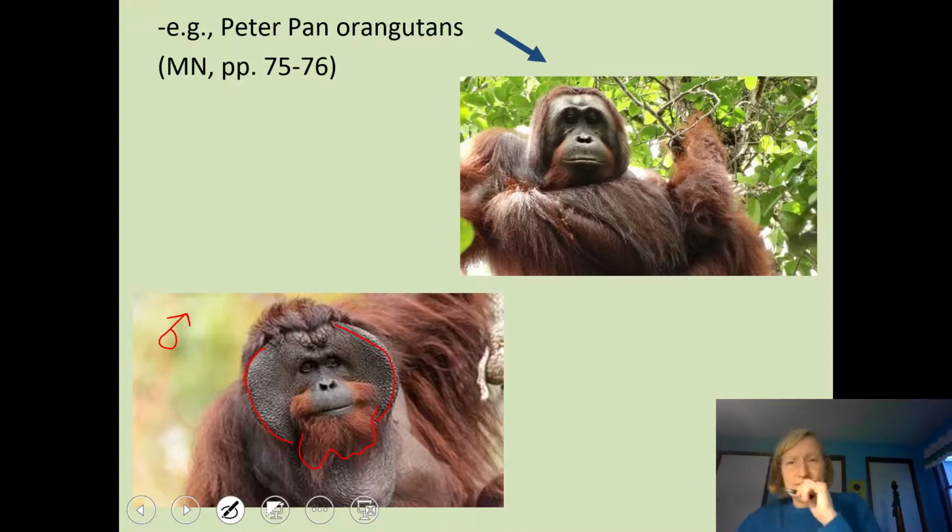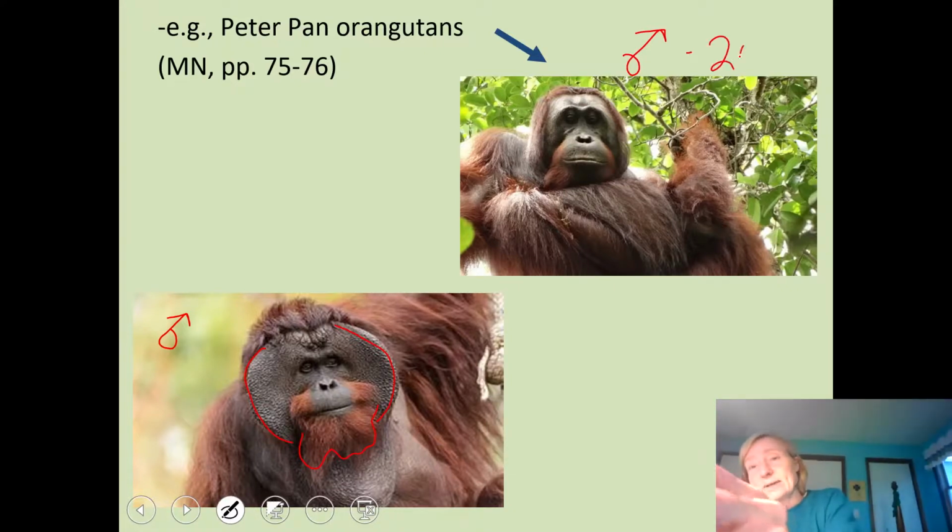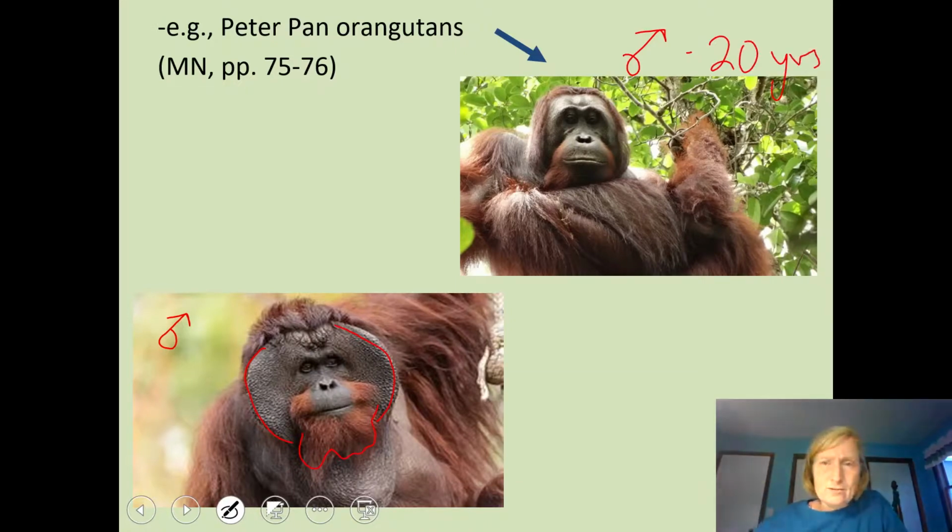And then he saw these guys. These are also males. We call them Peter Pan males, actually. They don't have that look at all. They look like juveniles, but they could be as old as 20 years. They could live as a Peter Pan male for up to 20 years. Wallace thought they were a totally different species. What's going on here? We've got these 2 different forms, if you will.